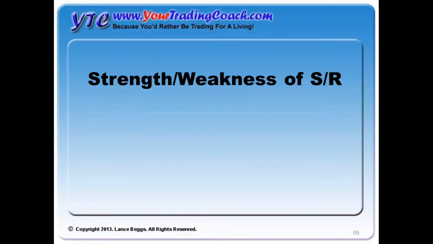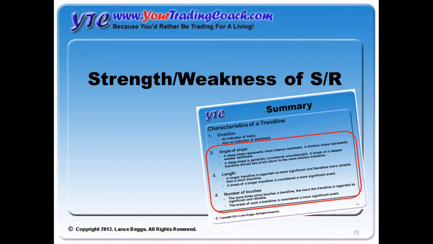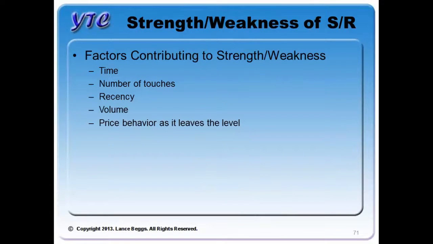But now, the next major topic, assessing the strength or weakness of support and resistance. You should recall back in the Trendlines video, we discussed a number of factors which could determine a stronger versus a weaker trend line. Much the same concept applies to a support and resistance level. There are several factors which allow us to determine the relative strength or weakness of a level: time, the number of touches, the recency of the level, the volume, and the way the price behaves as it leaves the level.